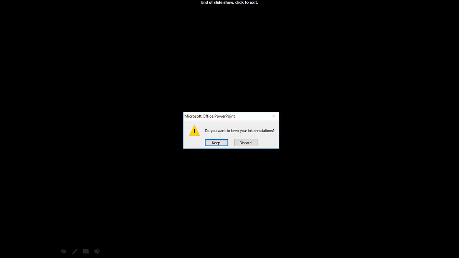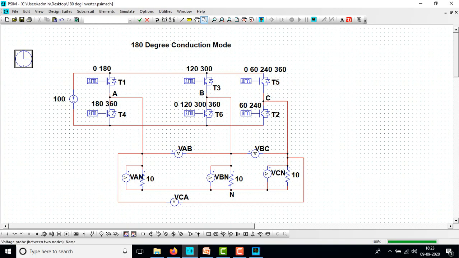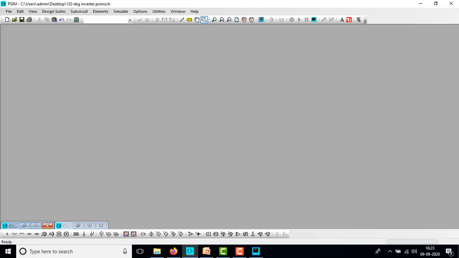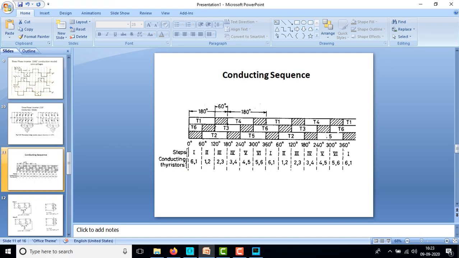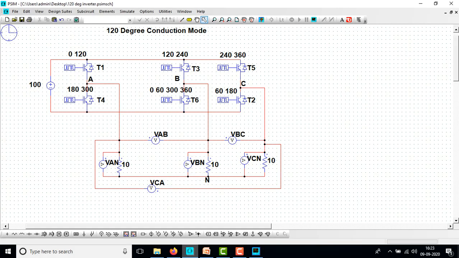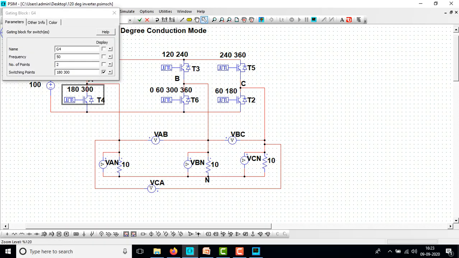This we can also realize in PSIM. For 120 degree conduction mode we will have the same circuit. We have to change only the firing angles for each SCR. From the table, or from the conducting sequence, T1 will conduct from 0 to 120, and T4 will conduct from 180 to 300. So likewise we fill 0 to 120 for T1 and 180 to 300 for T4, with the frequency 50.